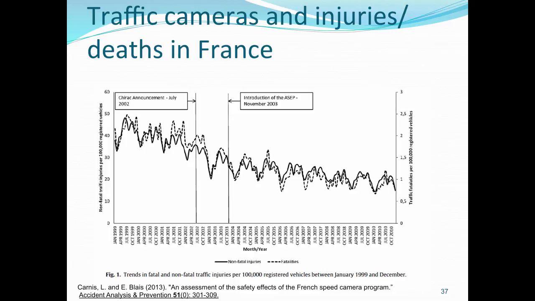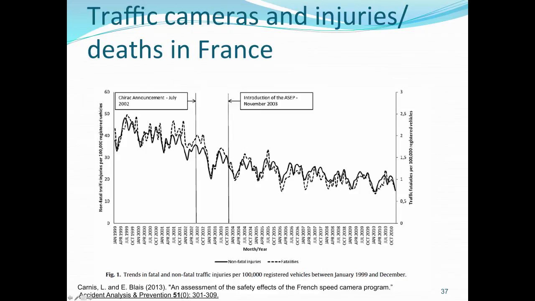A similar example, another interesting example, is data on fatal and non-fatal traffic injuries in France. And this is between 1999 and 2010. And so what do we see here? There's a lot of very interesting things. This study was assessing the effect of announcement of traffic cameras to try to capture speeding drivers and the actual introduction of the traffic cameras, and what really made a difference.